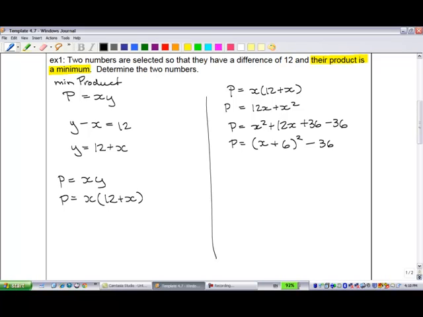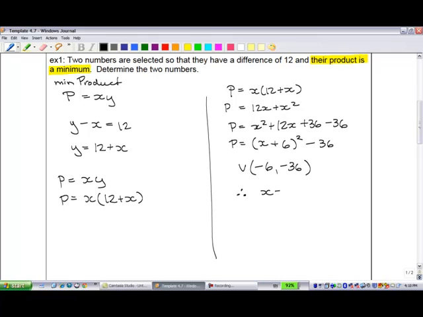So the minimum product is going to be given by this equation, depending on where the vertex is. If you look at this parabola, it is a parabola that opens up, telling us that there's a minimum. Where that minimum occurs is wherever the vertex is. The vertex is at (-6, -36).